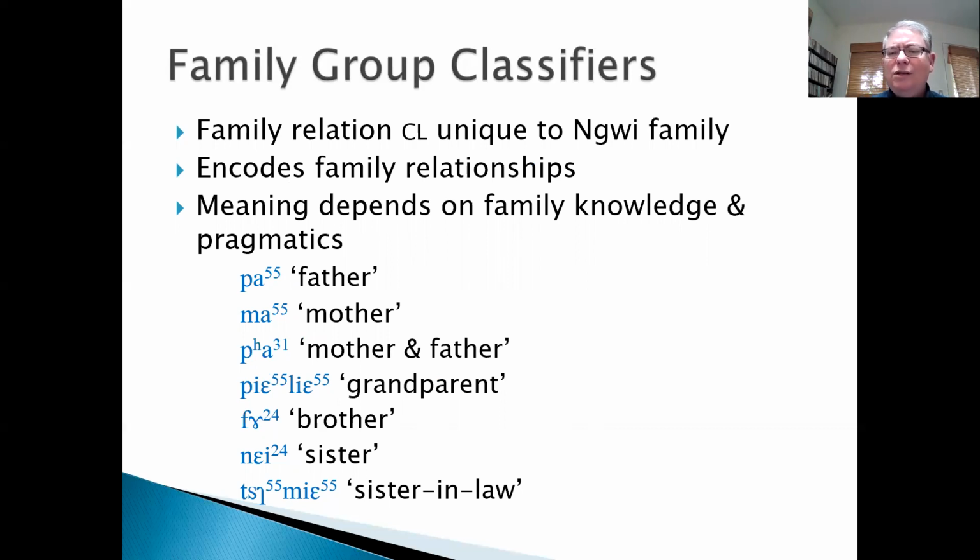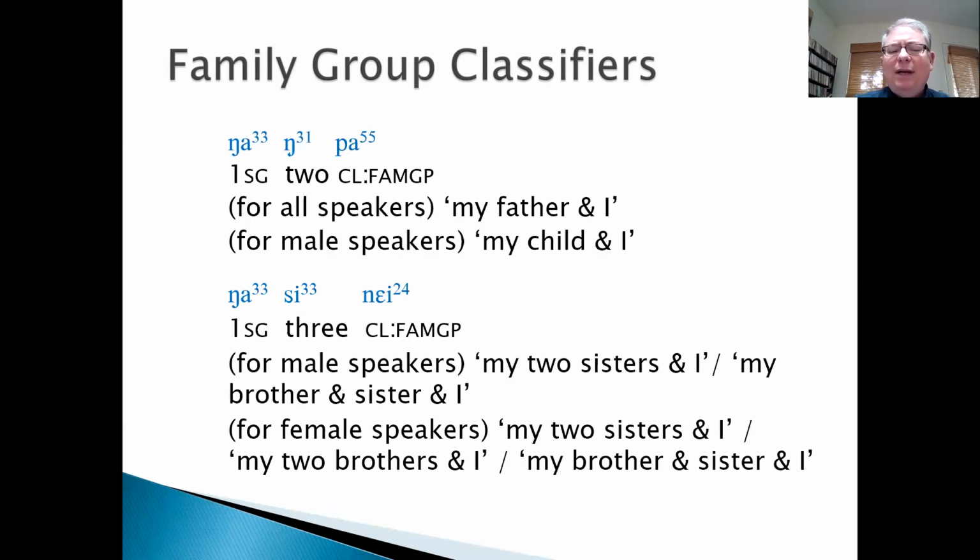So let me show you some examples so you can understand what's happening here. Primarily, these are used with pronouns. And so in our first example, nang ba, ba, again, it refers to the father relationship and one other generation. For every speaker, nang ba could be interpreted as my father and I. But if you are a male speaker, nang ba could also mean my children and I, because you're the father.